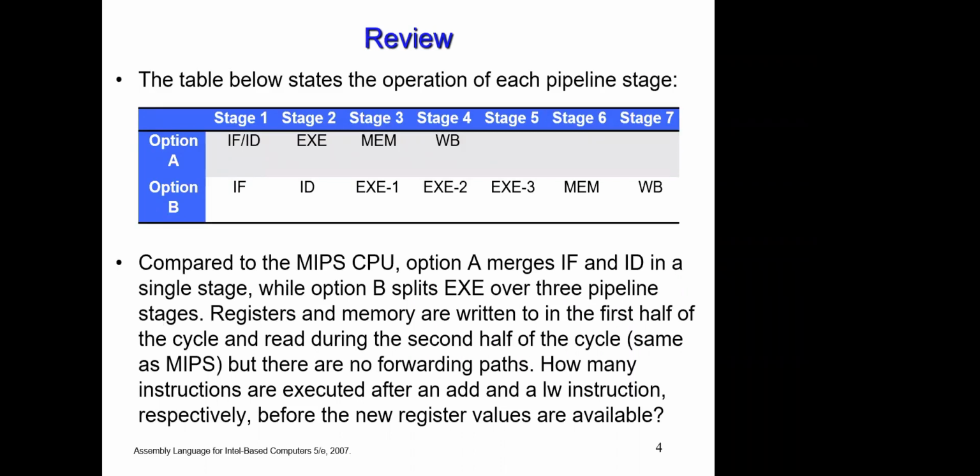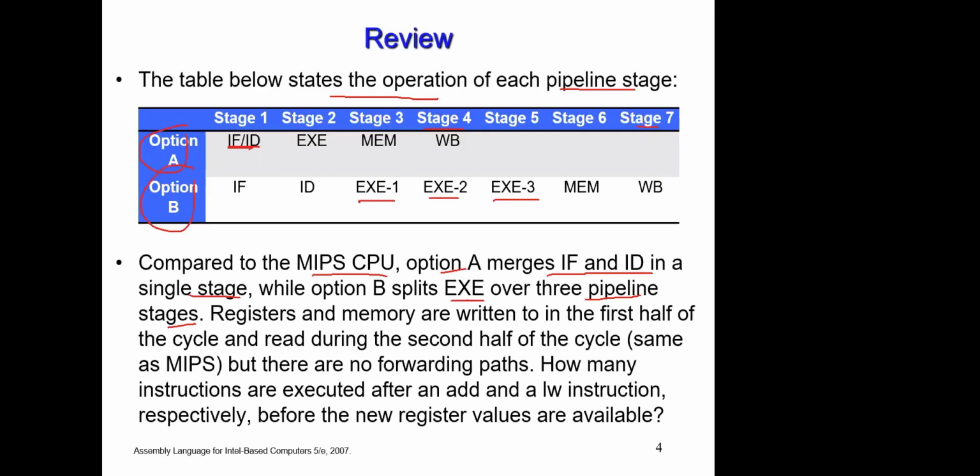Let's move forward. So the table below states the operation of each pipeline stage, option A and option B. Option A is just 4 stages, option B, 7 stages. So this is compared to the MIPS CPU, which we have actually covered through the semester. Option A merged the instruction fetch and the instruction decoding in a single stage, as you can see here, while option B splits EXE over 3 pipeline stages, EX1, 2, 3.